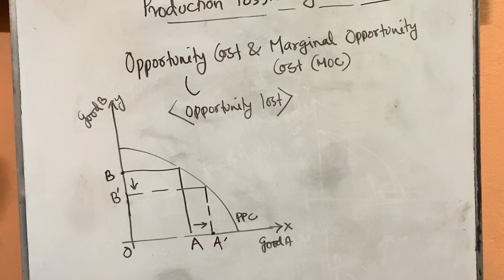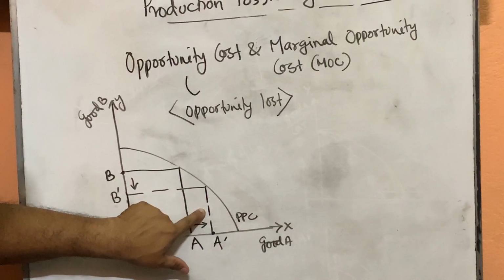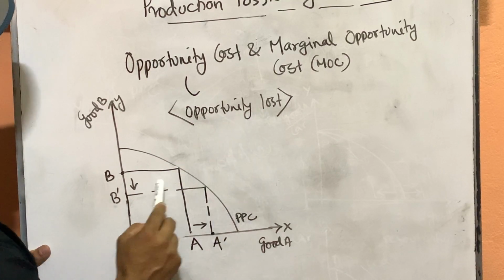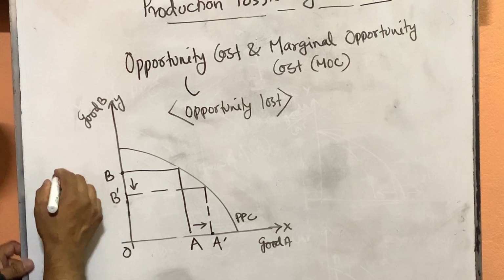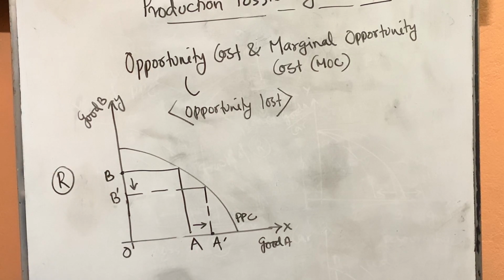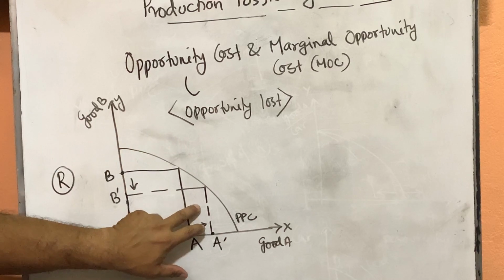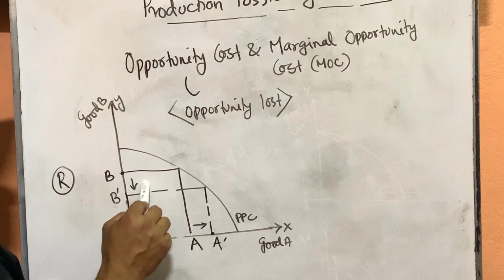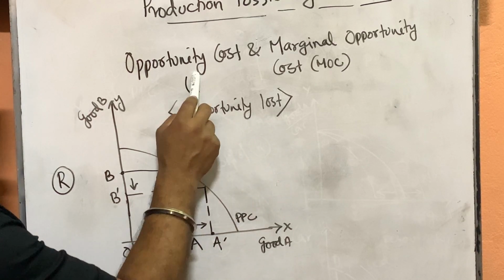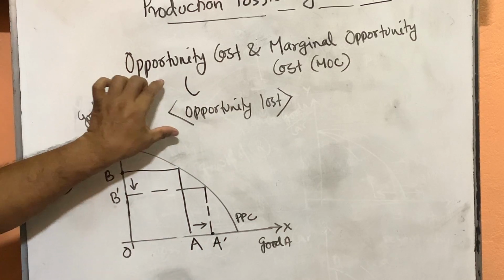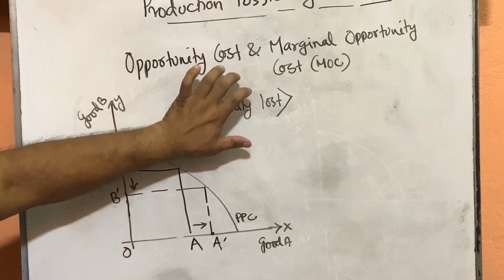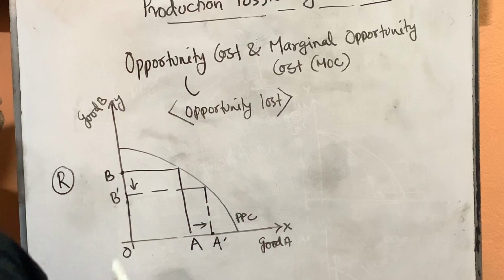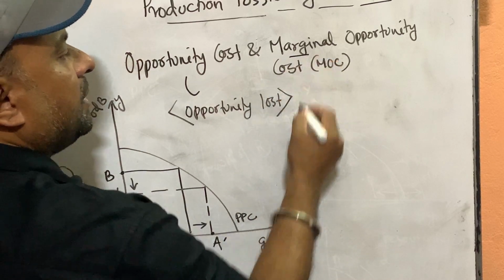Now means what? If we increase production of A, we have to sacrifice the production of B. This sacrifice is called opportunity cost, because simultaneously both the goods we cannot increase because our resources are limited. So in case of limited resources, if we want to increase production of a good, we have to sacrifice the production of another good. This amount of sacrifice is called opportunity cost or opportunity lost. So opportunity lost means the cost of the next best alternative which we are sacrificing to increase the production of another good.